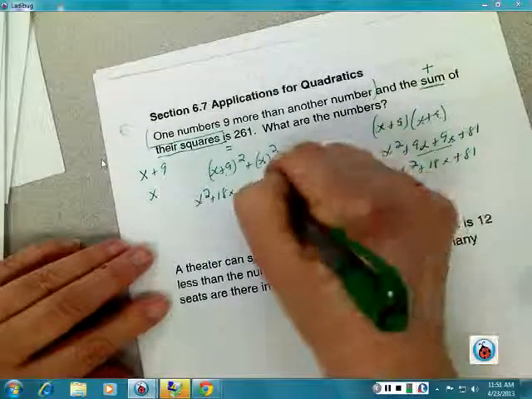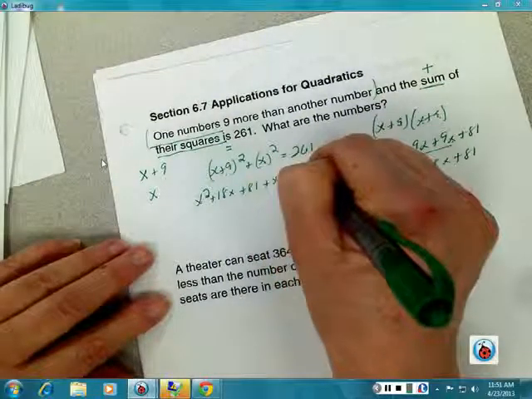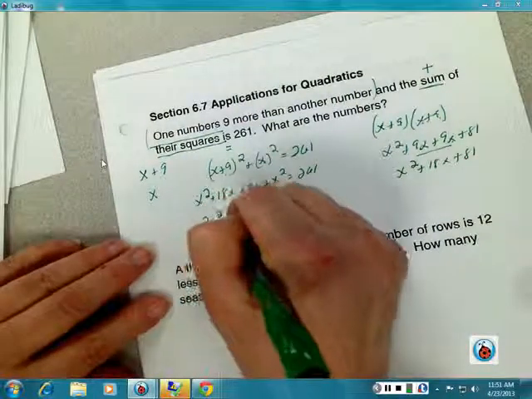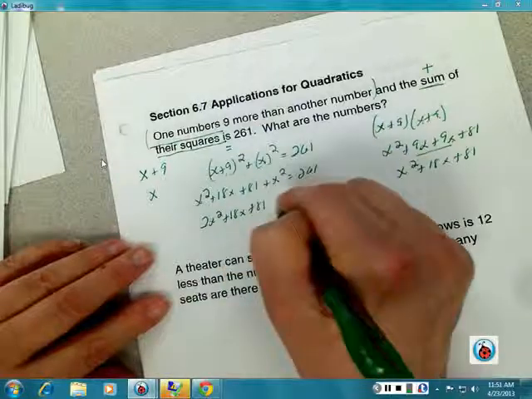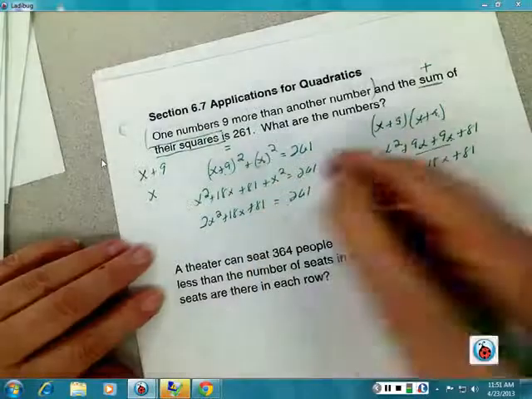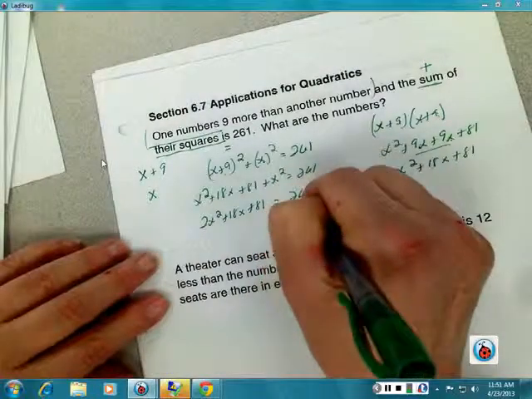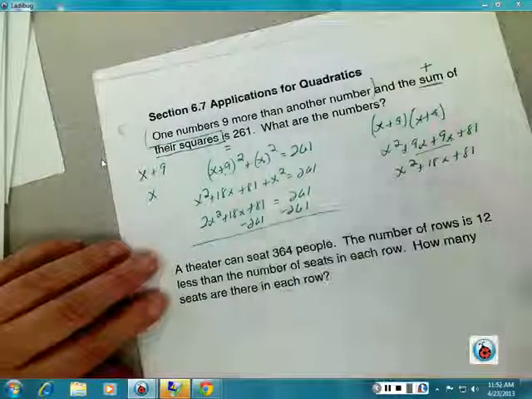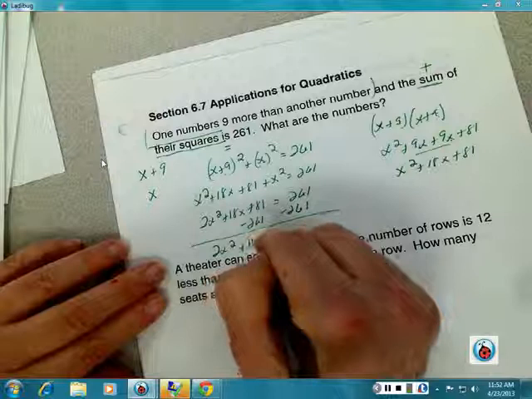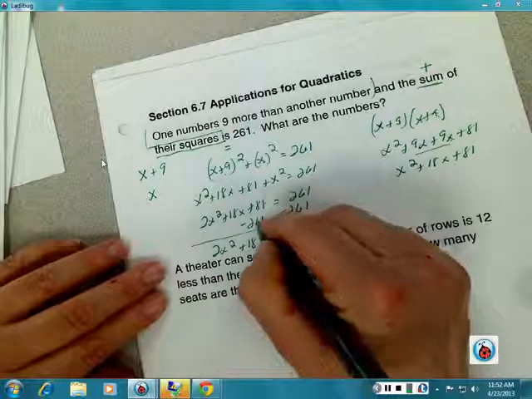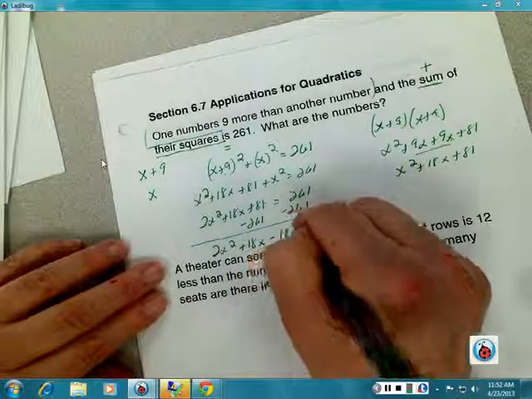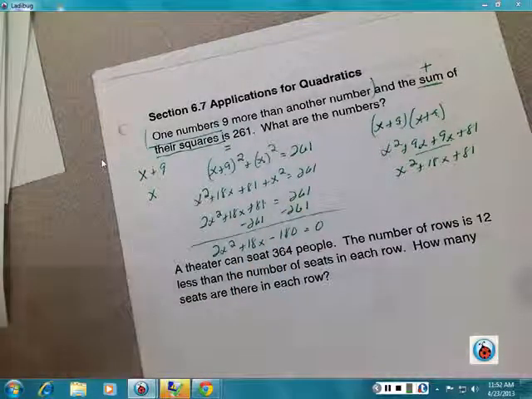X squared is a simple part. That's just plain old x squared. Combine like terms: x squared plus x squared is 2x squared plus 18x plus 81 equals 261. I'm going to set equal to 0 because it's still a quadratic, so I'm going to minus 261. And when I do that, I am left with 2x squared plus 18x. 81 minus 261 is negative 180 is what I have left in there.